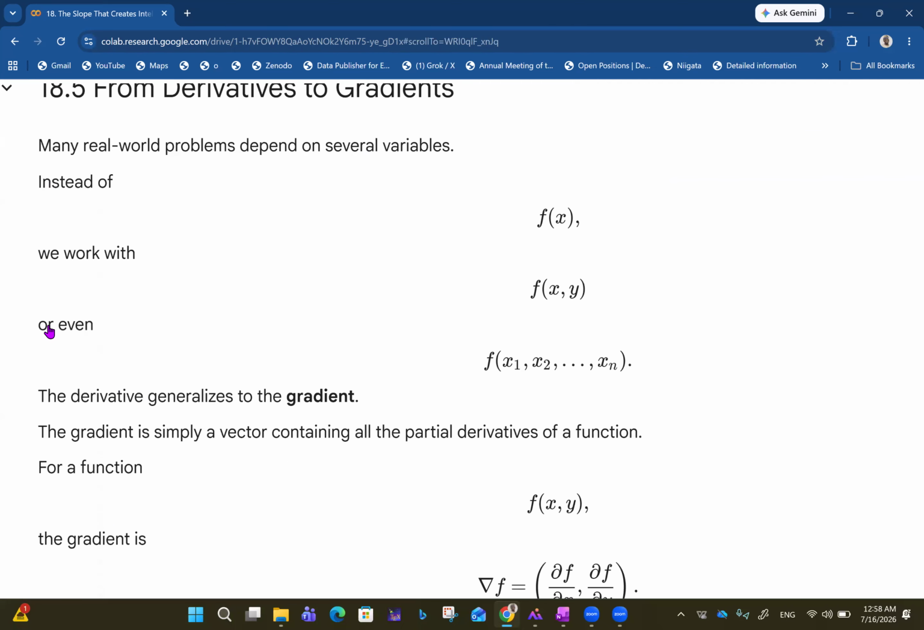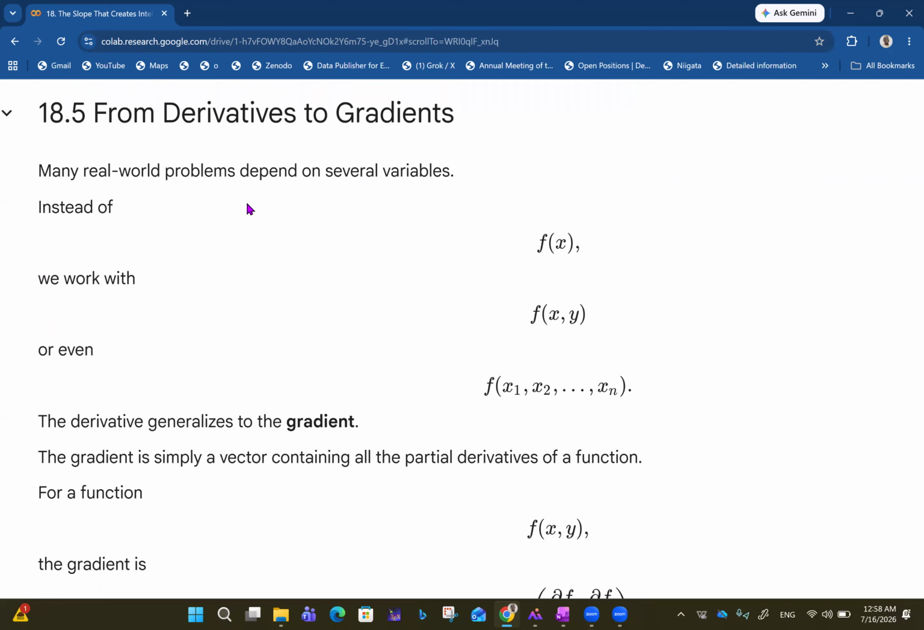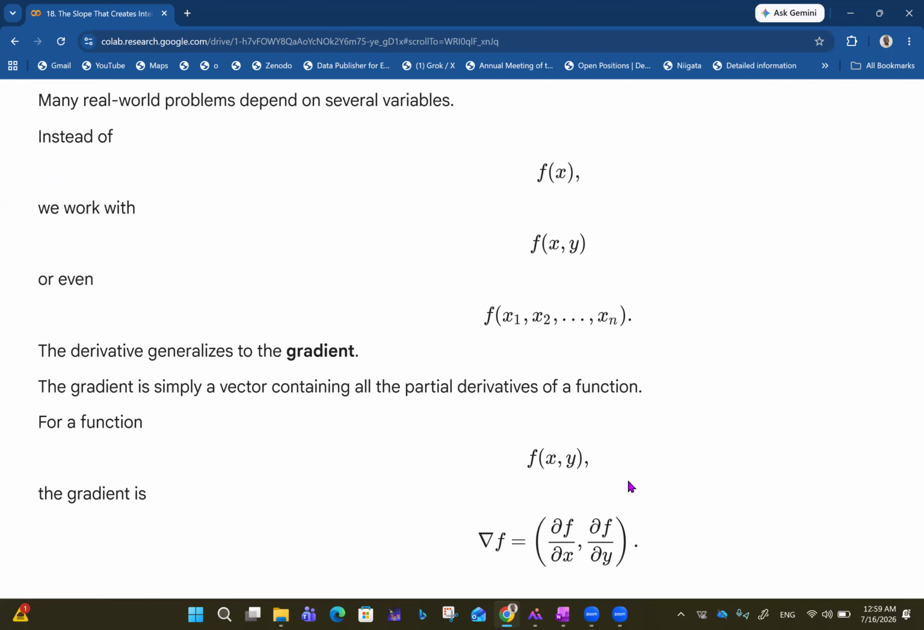So from derivatives to gradients, now let's look at this. Many real-world problems depend on several variables. Instead of f of x, we work with f of x comma y, or even f of x1, x2, all the way to xn. The derivative generalizes to the gradient. So the gradient is simply a vector containing all the partial derivatives of a function. So when you have more than one variable, all the partial derivatives are embedded in the gradient. For a function f of x comma y, the gradient is grad f, which is partial f partial x and partial f partial y, like that.